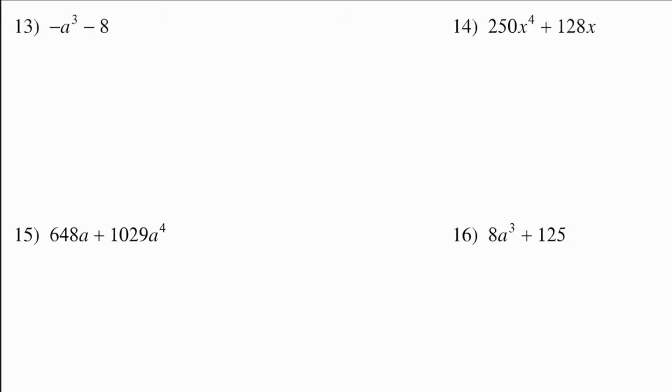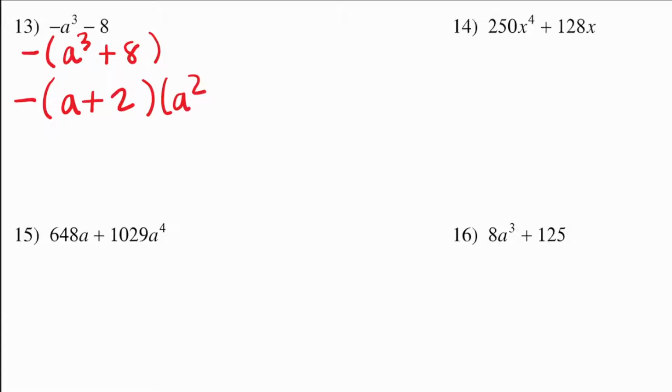So, alright, negative a to the 3 minus 8. I'm factoring out the negative first, because it looks like a greatest common factor, right? And then this will be a sum of 2 cubes. So I'm going to factor out the negative, and then I'll have, this is a to the 3 plus 2 to the 3, so I'll have the same sign, a squared, 2a, and 2 squared, same, opposite, always positive. Yeah, much easier that way.